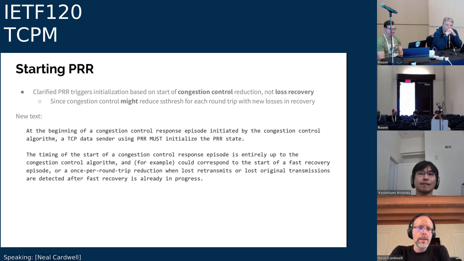So the new text basically says, at the beginning of a congestion control response episode, that's when we initialize the PRR state. And the timing of that response is entirely up to the congestion control algorithm. And we give an example where the congestion control might decide to make multiplicative decreases for every round trip in which there is packet loss, even if you're still recovering the same sequence range in fast recovery.